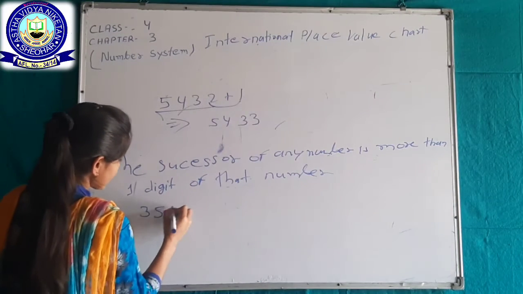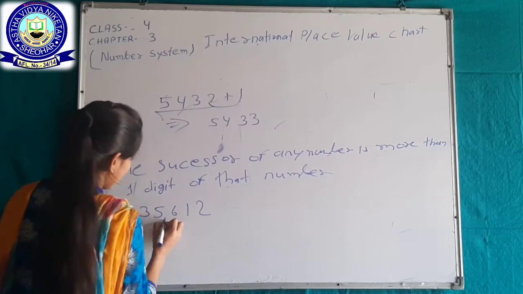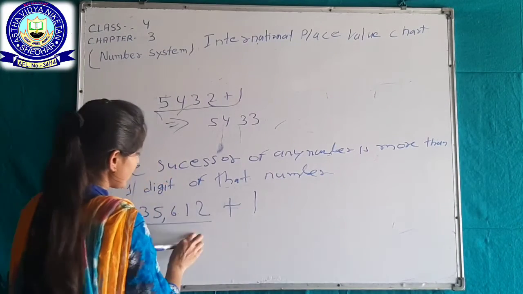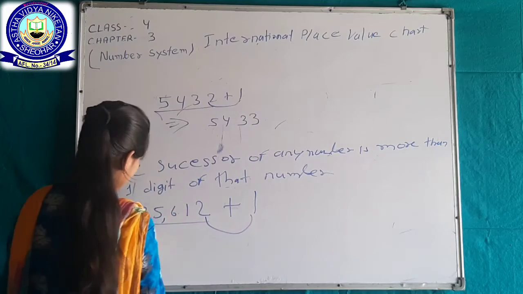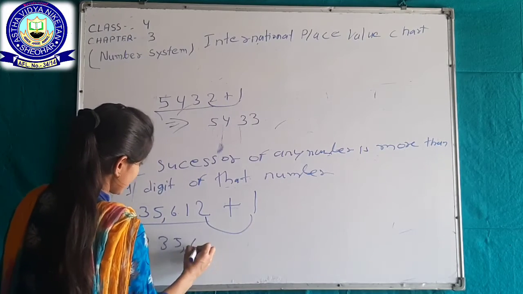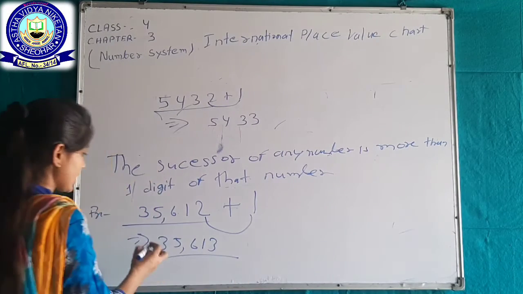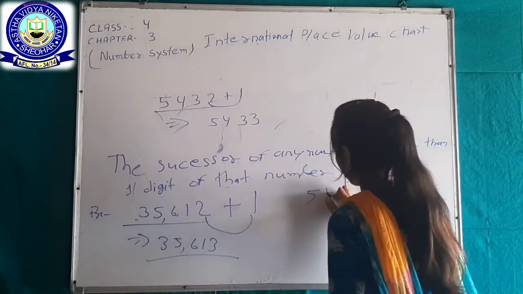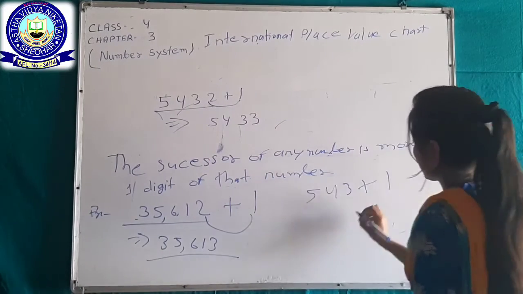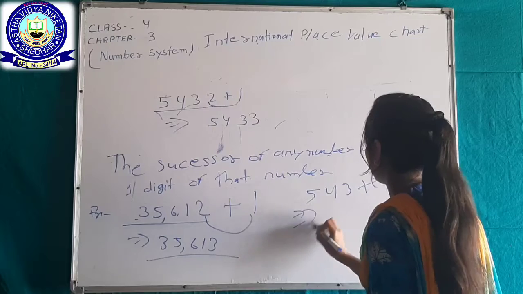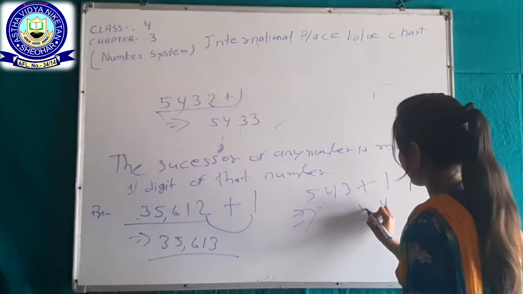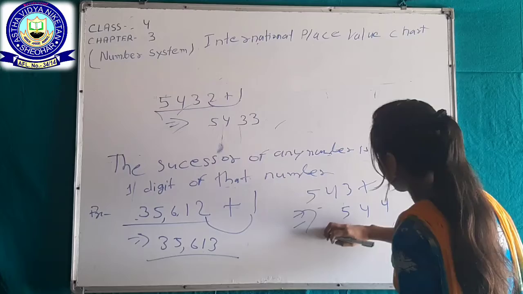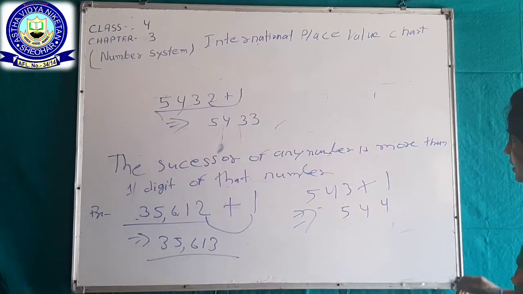Here is an example. You have to find out the successor of this number. 35,612. You have to add 1 to it, equal to 35,613. 35,613 is the successor of 35,612. Now 5543. You have to find out the successor of 5543. Just add it: 3 plus 1 is 4, then 4 and 5. 5544 is the successor of 5543.